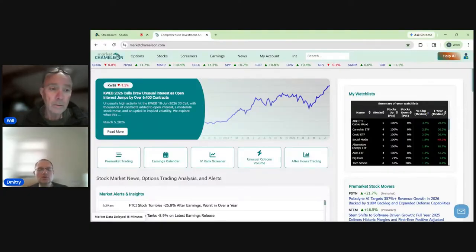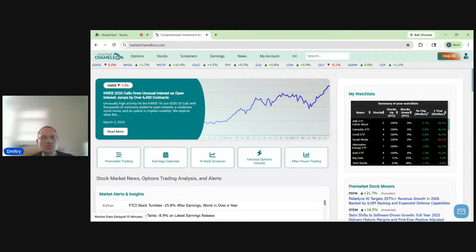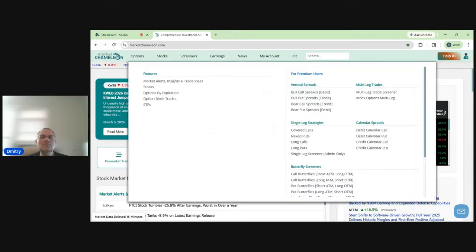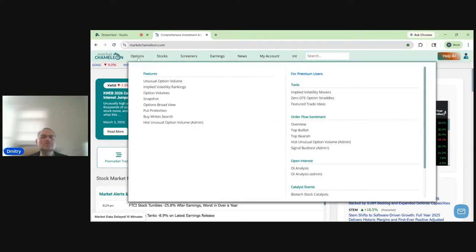Good morning, everyone. So what we'll do today is use a screener that allows us to compare implied volatility versus historical volatility to see how the two different metrics deviate. So first, let's go to the screener. So we'll go up top, and we'll go under options, and we'll go to.